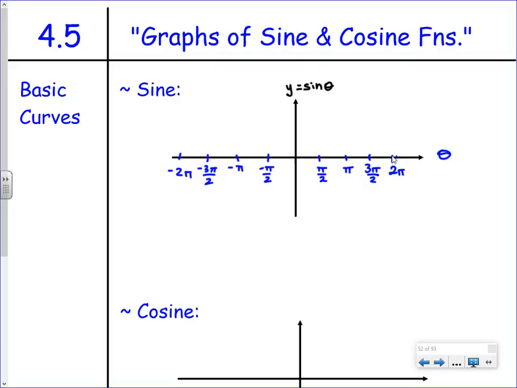Now, values. Hold on. Values are what sine equals at a certain angle, right? So, help me out. Do you guys remember sine at 0 degrees or at 0 radians? What's the sine value at 0? 0. Sine is the y, and the y is 0.